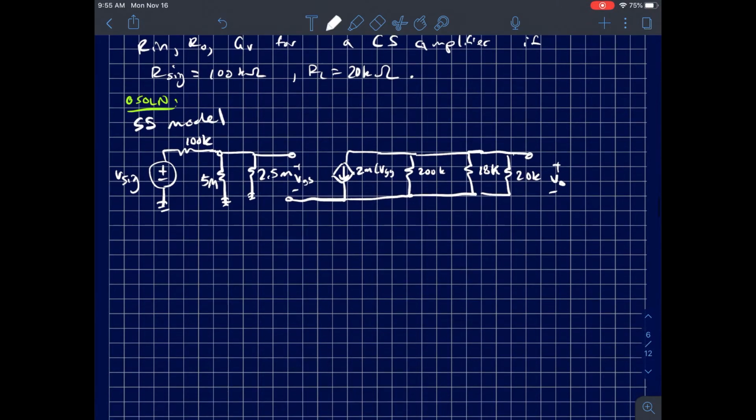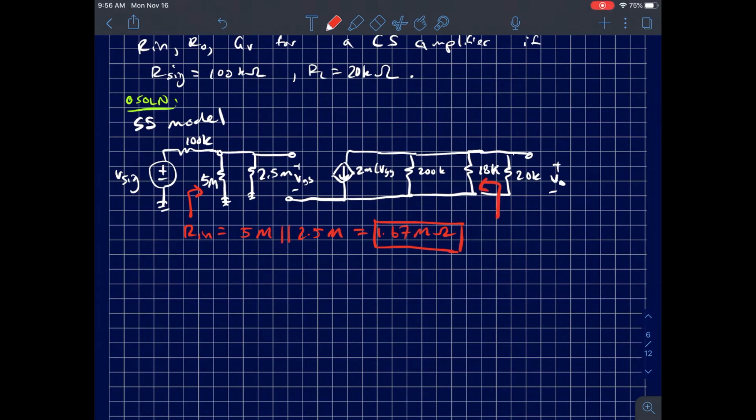So I'm looking for the input resistance. The input resistance is found by looking at those input terminals and taking the combination of the resistors there. So Rin is going to be 5 meg in parallel with 2.5 meg. That's 1.67 megaohms, which is a very nice large resistance. Ro is found by looking, without the load resistance attached, back through the output terminals.